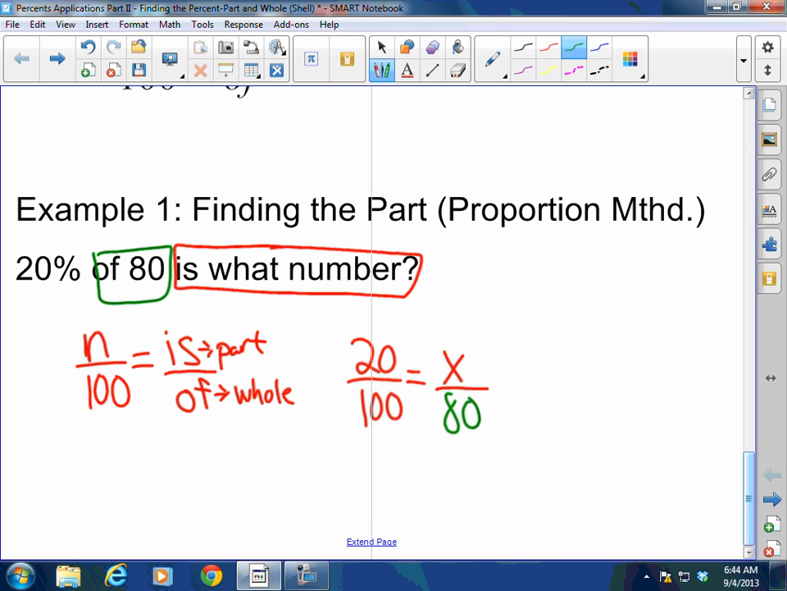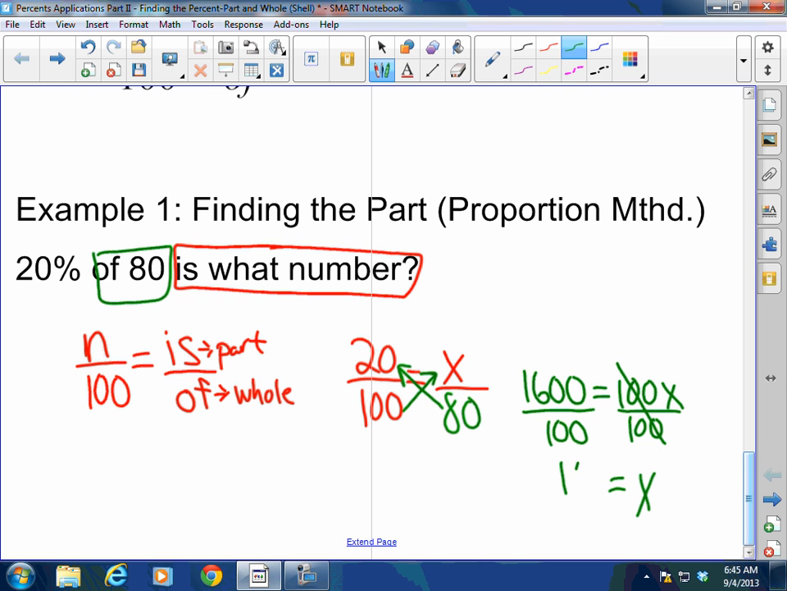And now we simply solve a proportion by cross multiplying and then solving for x. So when you cross multiply, you're going to multiply 80 times 20, and you're going to multiply 100 times x. So 80 times 20 is 1600, which equals 100 times x, which is 100x. You divide by 100. X equals 16.